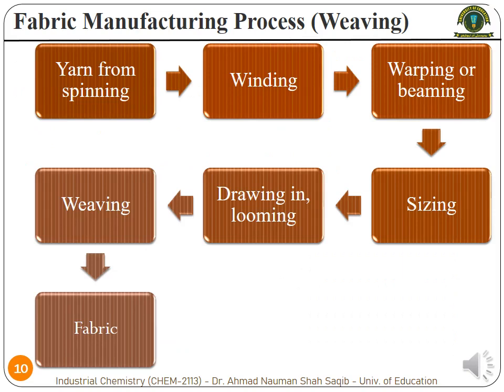And here we have an overview of the process which is used for making fabric using the weaving process. Multiple steps are involved in fabric manufacturing through weaving, and the first step is definitely the preparation of yarn from the spinning process. When we have obtained the yarn after spinning, the first step is the winding process.